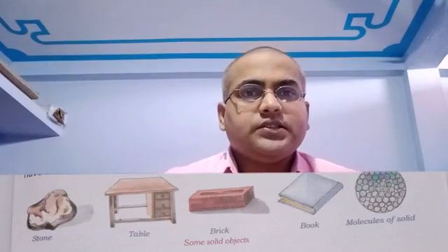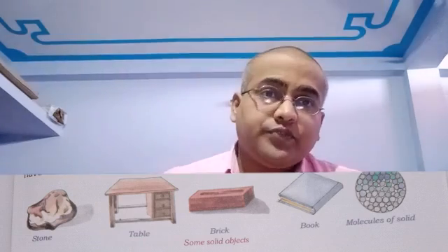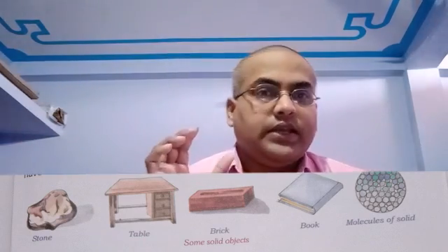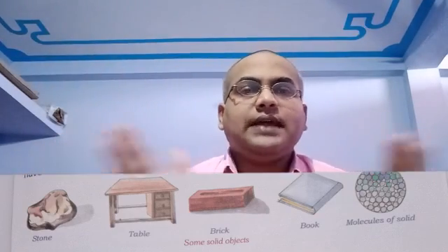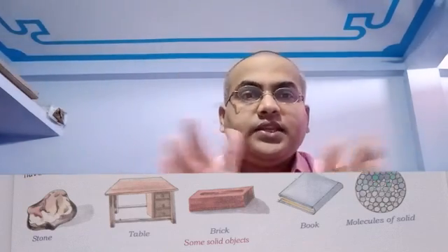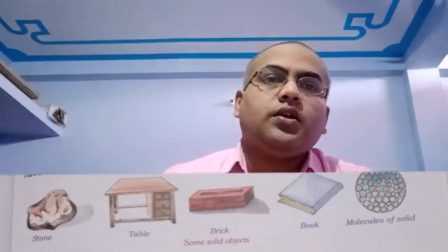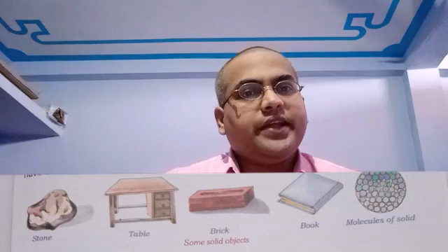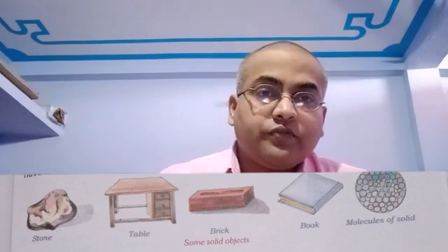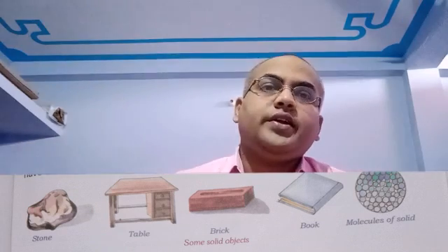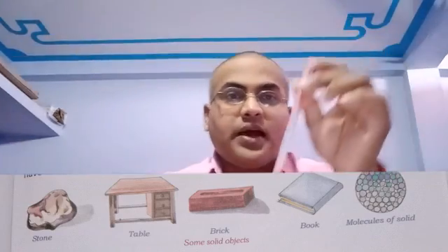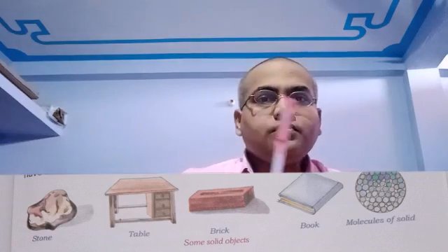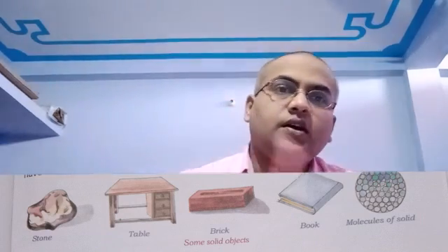Now we will discuss the next point: the amount of space that matter takes is called the volume. Anything which is made up of matter occupies some space, and the space occupied by that thing is called the volume. So in simple words, the amount of space that matter takes is called its volume. All matter like this occupies some space. So this is the volume of a matter.